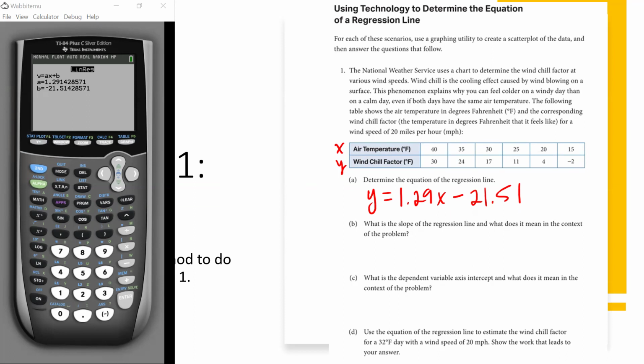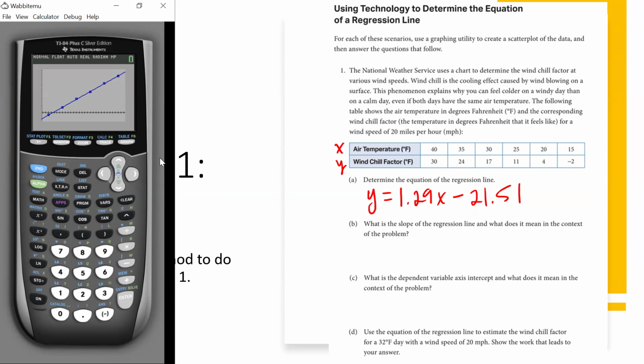Okay. The reason why we do the store is because now when you click on graph, it's going to automatically graph your line so that you can see that it is a good fit. Okay. If you need me on the calculator, let me know.